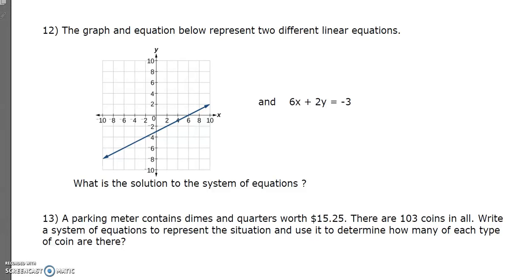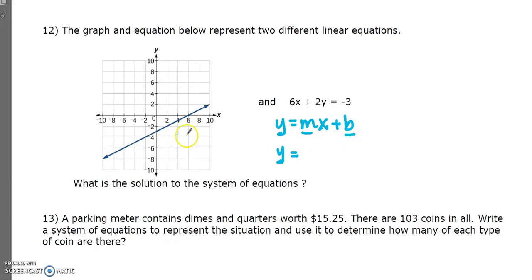Okay, number 12 says the graph and equation below represent 2 different linear equations. And then it says, what is the solution to the system of equations? So we can do a couple of things, guys. We can plot this over here on the graph and see where they intersect, or we can create the equation for this and put it in the calculator, which I think I'm going to do. I think that would be a little easier. So if we can write it in slope-intercept form, all we need to do is pick out our slope and pick out our y-intercept. So that should be fairly easy.